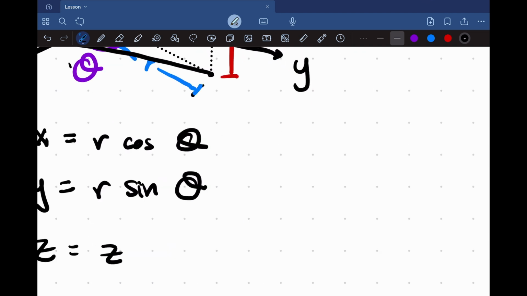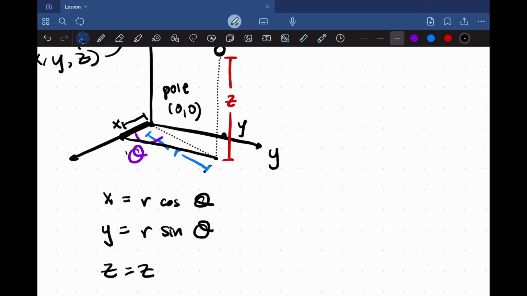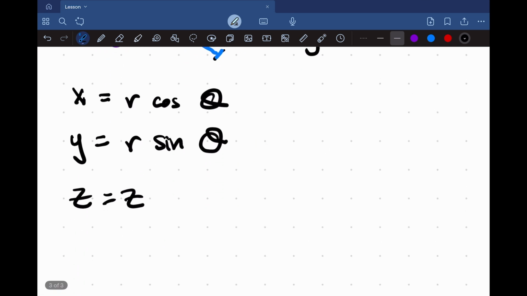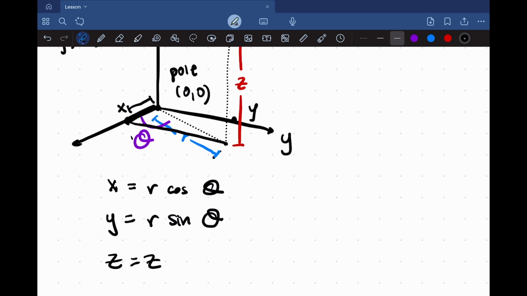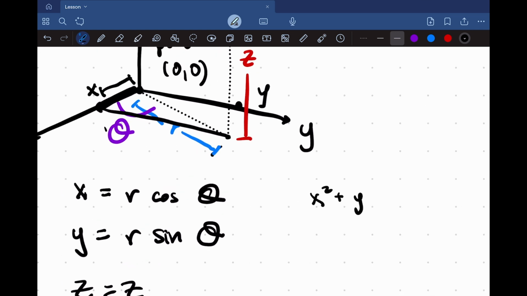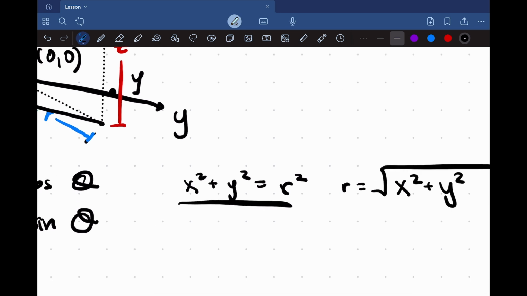Now we can convert it back as well. To find r, we want to see how we get this. Again, this is x, this is y. Because this is a right triangle, as we defined, we can use the Pythagorean theorem: x squared plus y squared equals r squared. So that's how we get r squared, and we can simply represent it as r equals the square root of x squared plus y squared. But we usually leave it in this form.